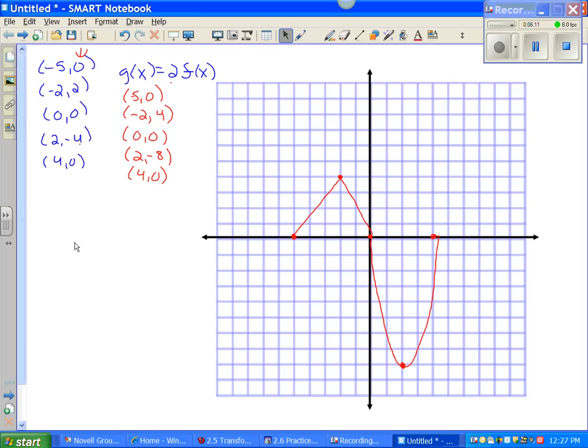Now, my old graph was negative 5, 0; negative 2, 2; 0, 0; 2, negative 4; and 4, 0. It looked like this. So what I've done is I have stretched this vertically by a factor of 2. It's been vertically stretched by a factor of 2.